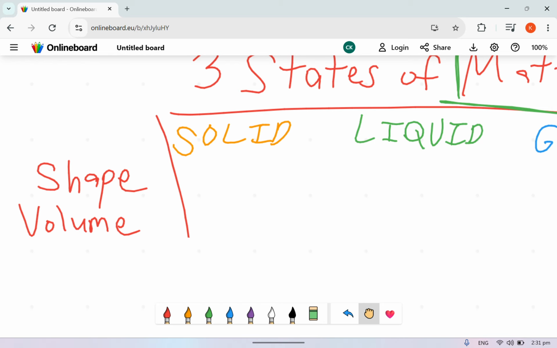So, for example, I took a highlighter. This highlighter has a fixed shape. I cannot change it. So that is basically what solid is. Alright, I'm pretty sure you guys know what solid is. So it has fixed shape. I'm just going to put a tick if it's fixed and a cross if it's not. Now volume is fixed too. If you take any solid, there is no way that you can change the volume.